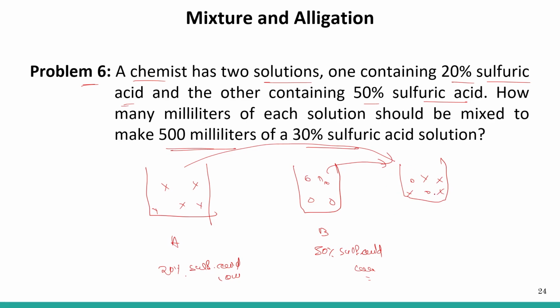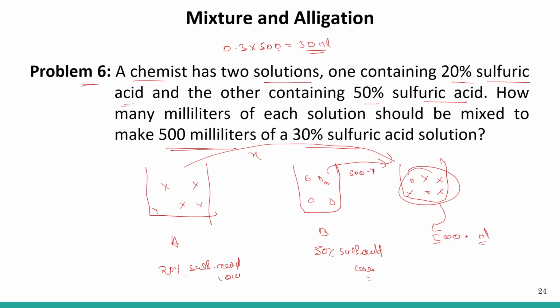Okay, so the resulting mixture should be of what? 500 milliliters, right? 500 ml. So what we will do is we will take X from here and 500 minus X from here. Okay, so let's see how much do you need from A and B to make a 30% sulfuric acid solution. So first, 30% sulfuric acid solution in 500 milliliters will be what? How much amount of pure sulfuric acid do you need? So 0.3 into 500, that will be equal to 150. It will be 150 ml.